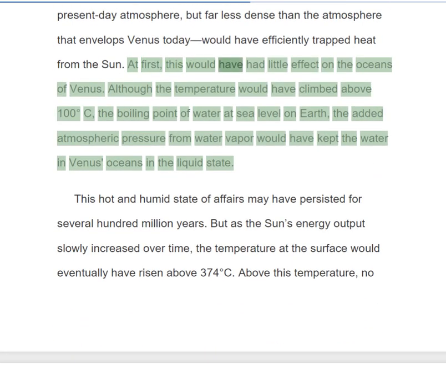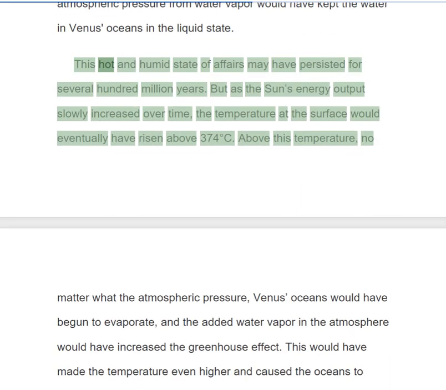At first, this would have had little effect on the oceans of Venus. Although the temperature would have climbed above 100 degrees Celsius, the boiling point of water at sea level on Earth, the added atmospheric pressure from water vapor would have kept the water in Venus oceans in the liquid state. This hot and humid state of affairs may have persisted for several hundred million years.